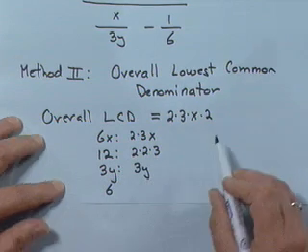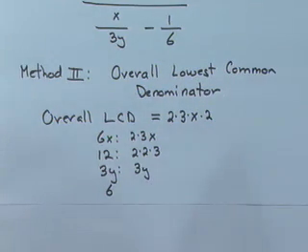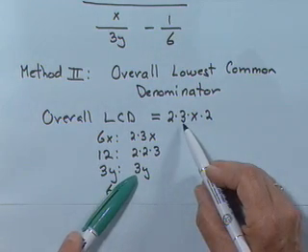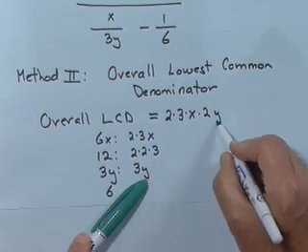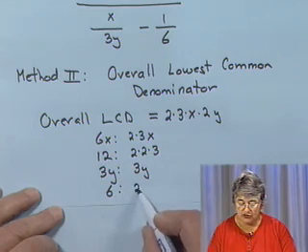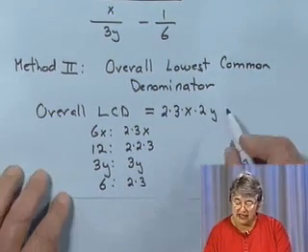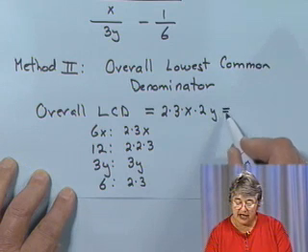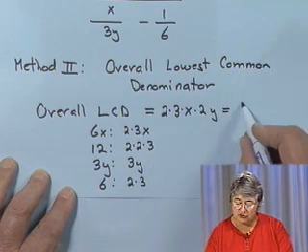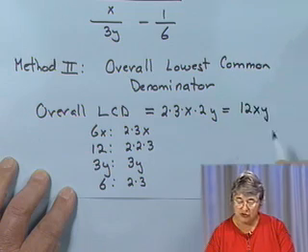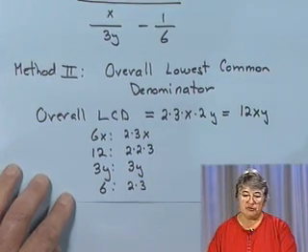For 3y we need both a 3 and a y. We already have a 3 right here, so we don't need to put another one, but we don't have a y. And then finally for the 6, we need a 2 times 3, but we've already got enough 2's and 3's there. So when I calculate the lowest common denominator, we get 12xy. So 12xy is the lowest common denominator.